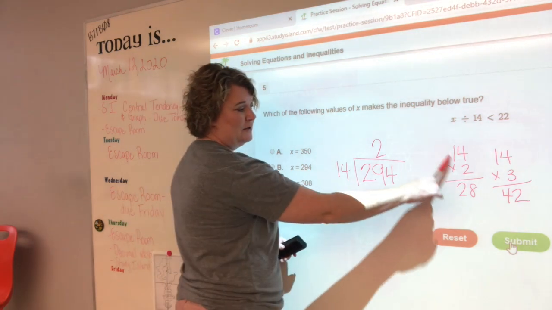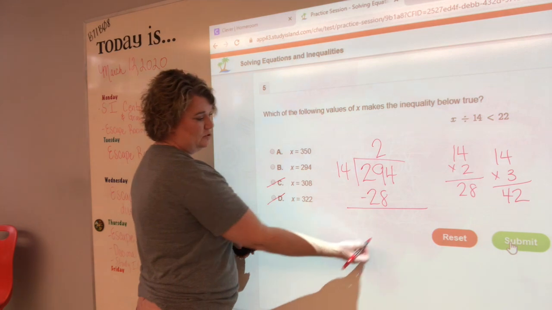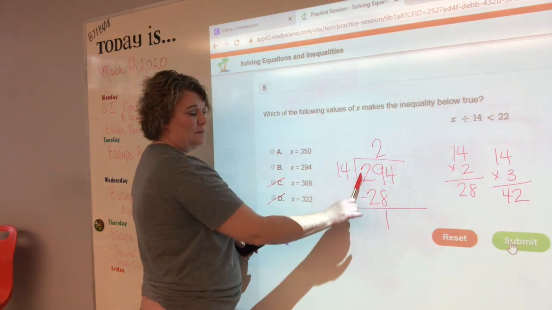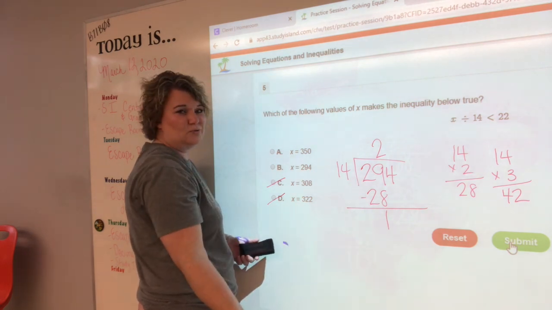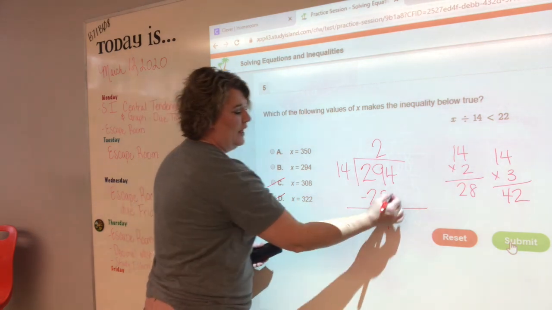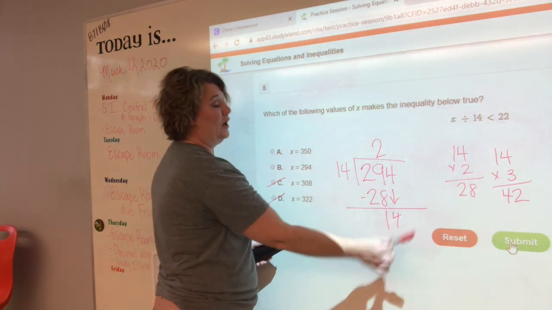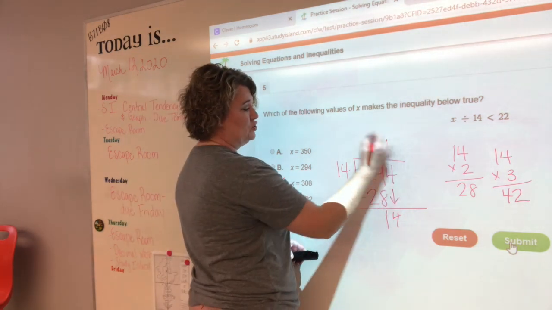And how did I know that? Because 14 times 2 is 28. And now I'm going to subtract, and I'm going to get a 1 here because 9 minus 8 is 1. You can do 2 minus 2, but that would get you a 0, so there's really no reason to put a 0 there. And I'm going to bring down this 4. And 14 can divide into 14 one time evenly. So now my answer is 21.